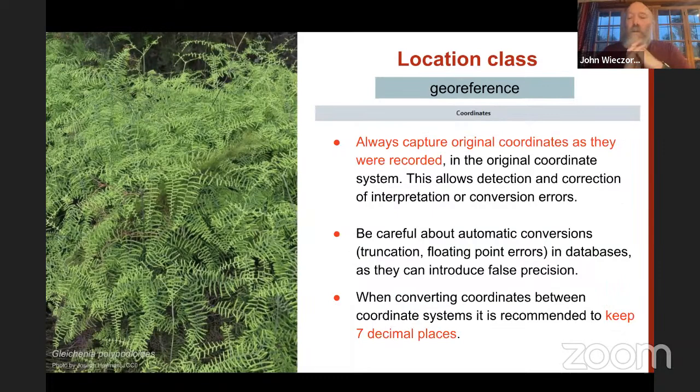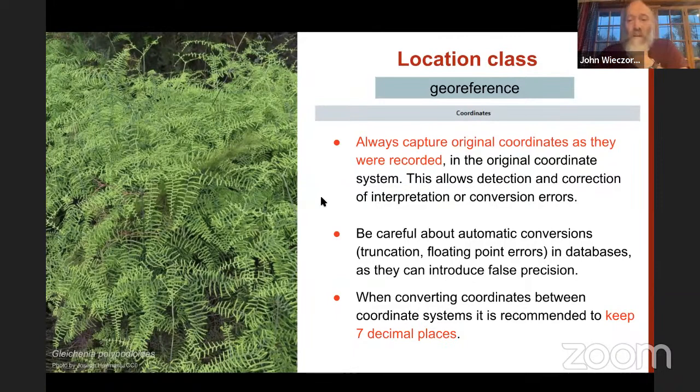So, some considerations about coordinates. We always want to capture the original coordinates exactly as they were recorded. We don't want to try to fix them. And the general reason for this is the same as for all verbatim fields, that anything that we touch has the potential to create an error. So even if it looks like the original has an error, keep the error, because it might be our misinterpretation. And to do anything else except keep it is to lose information.